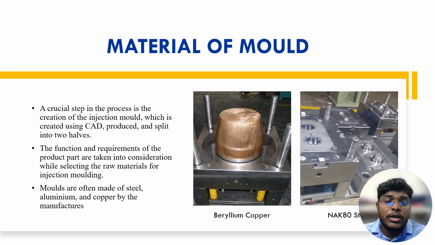Material of the mold. A crucial step in the process is the creation of the injection mold, which is created using CAD drawing, produced and split into two halves. The function and requirements of the produced product part are taken into consideration while selecting the raw materials for injection molding. Molds are often made of steel, aluminum, and copper by the manufacturers. These two pictures are shown. The first one is beryllium copper and the second one is NAK80 steel.